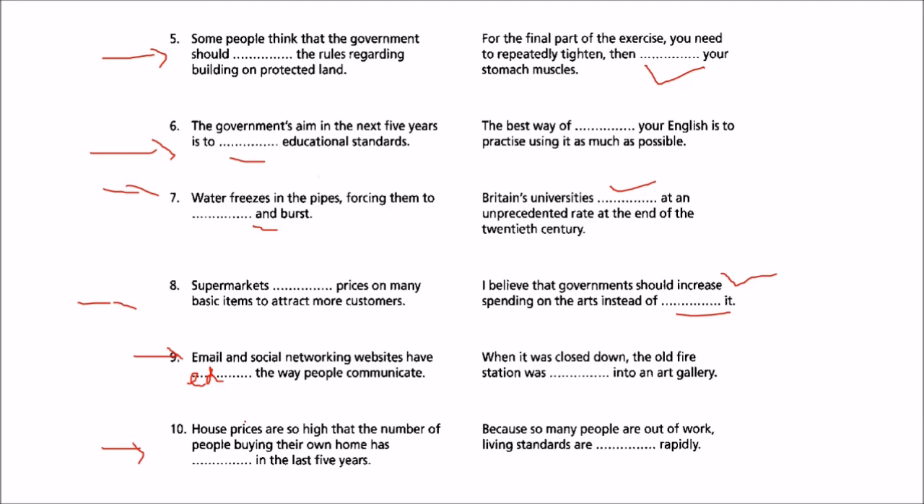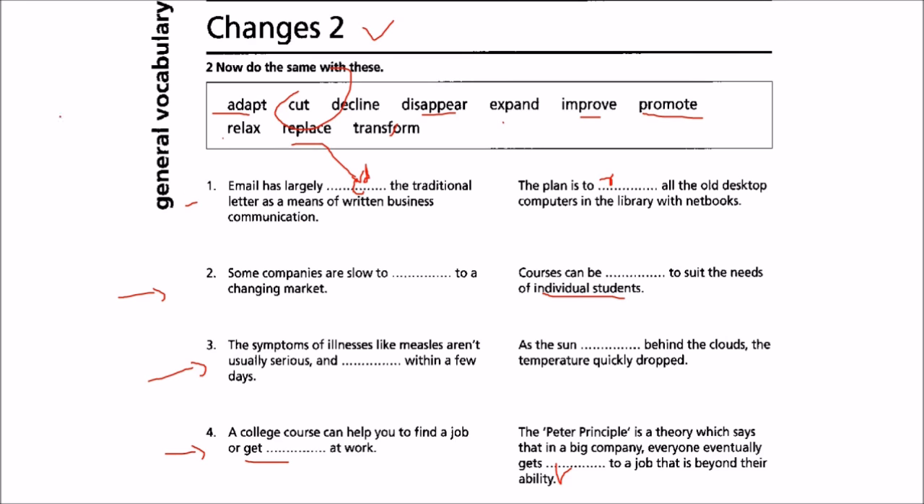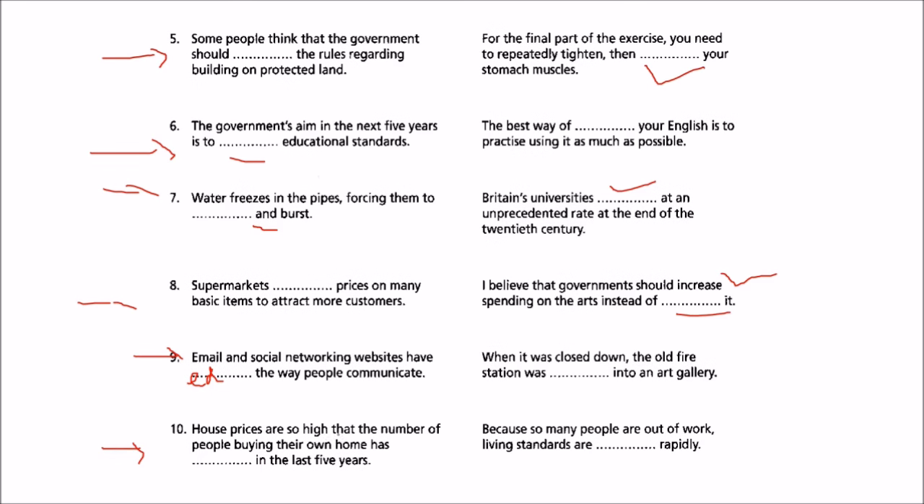10th one. House prices are so high that the number of people buying their own home has dashed in the last 5 years. Decline. We'll use decline because they are talking about declining. So house prices are so high that the number of people buying their own home has declined. We'll use ed. Decline in the last 5 years. Here, because so many people are out of work, living standards are declining rapidly.